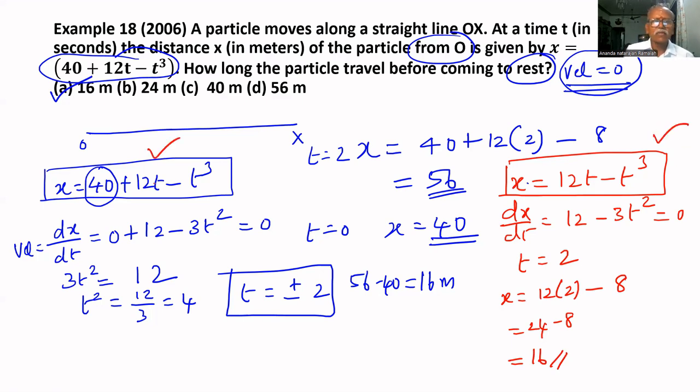For the original equation, you have to find where it is initially. The constant is there. It means when t equal to 0, the particle is at 40 meters. Initially, it is at 40 meters. Now it is at 56. Therefore, what is the question? How long does the particle travel? They are not asking for the distance from O. We have to read the question carefully. How long does the particle travel before coming to rest? Only 16 meters, because initially it is at 40. Now it comes to 56. So 56 minus 40 equal to 16.